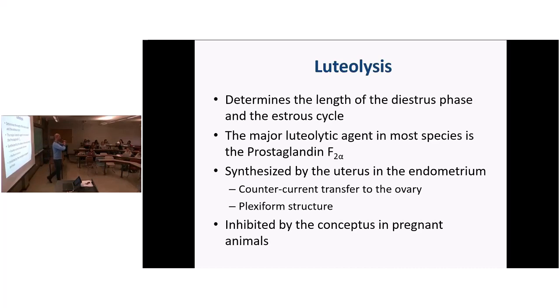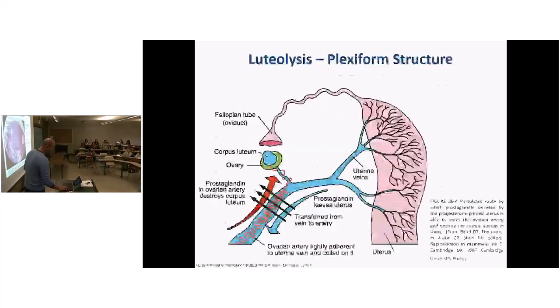It is done by a paracrine effect, not endocrine, not autocrine, but paracrine, cell to cell. Again, this is for a different class, but just keep that in mind: there's always a reason for things to happen the way they do. It is synthesized by the uterus, obviously with countercurrent transfer to the ovary, the plexiform structure well described last class. And it is obviously inhibited by the conceptus in a pregnant animal. So if you go here, I'll go back to the other slide.